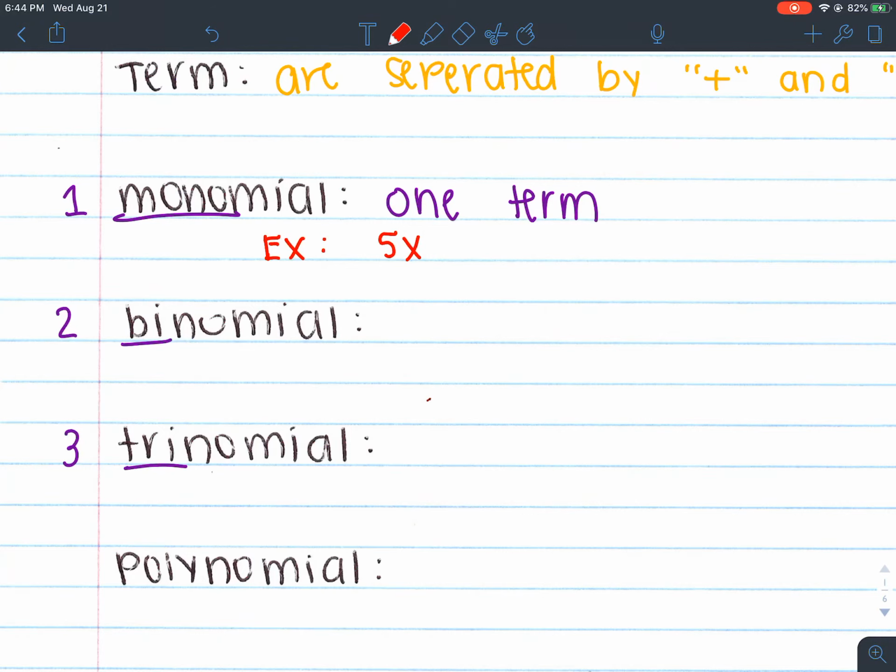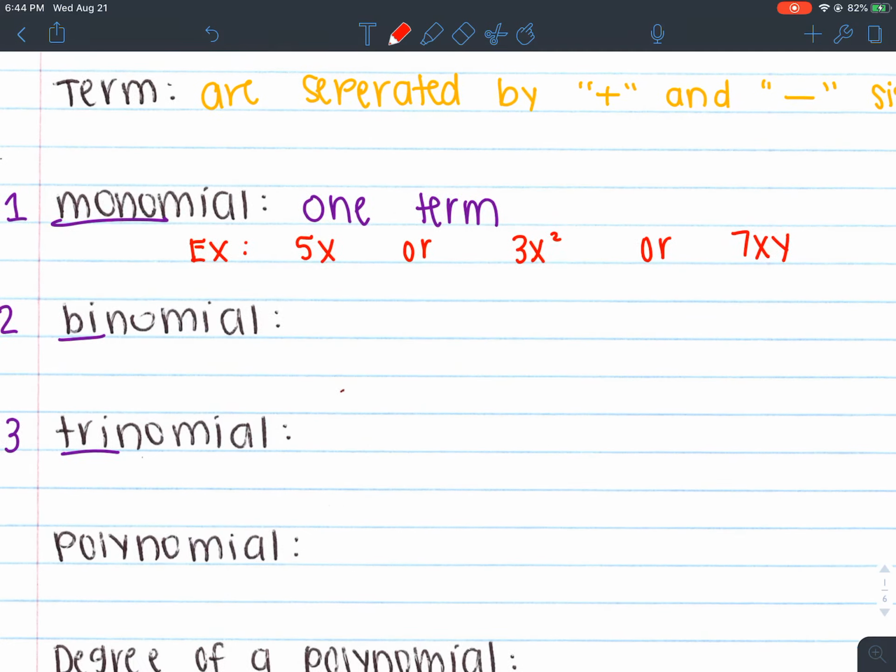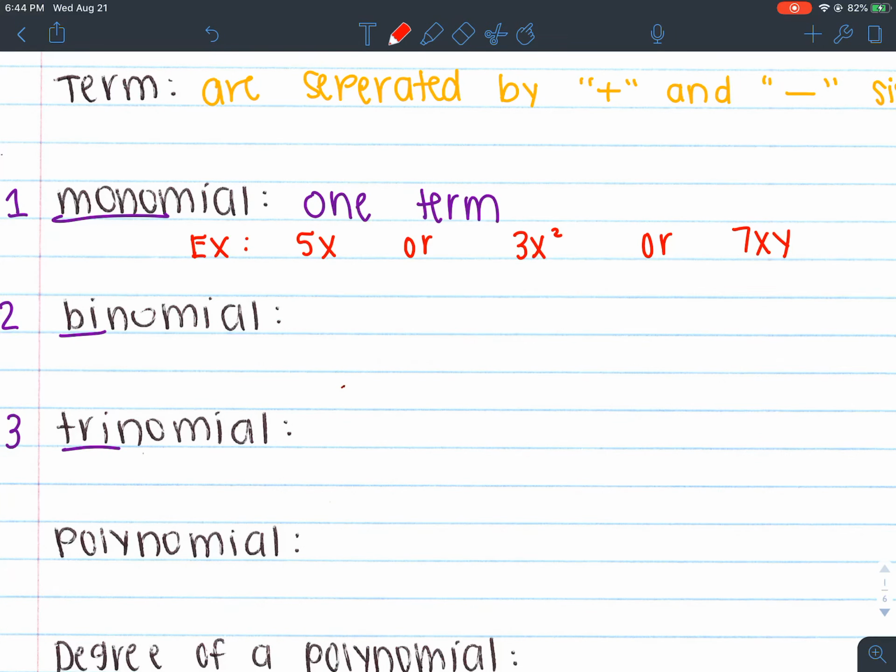5x, or maybe 3x squared, or 7xy. So these are all one term, right? They're just one grouping, all by themselves.